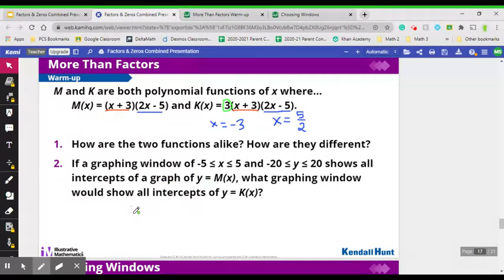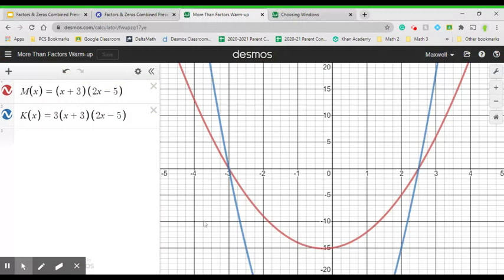Now with the graphing window question, part 2, we're looking at x from negative 5 to 5, and y from negative 20 to 20. So let's look at our Desmos graph to analyze that a little bit. In comparing these two, with negative 5 to 5 and negative 20 to 20, we can see that viewing window right there. We can see most of our red one, but we can't really see all of our blue one.